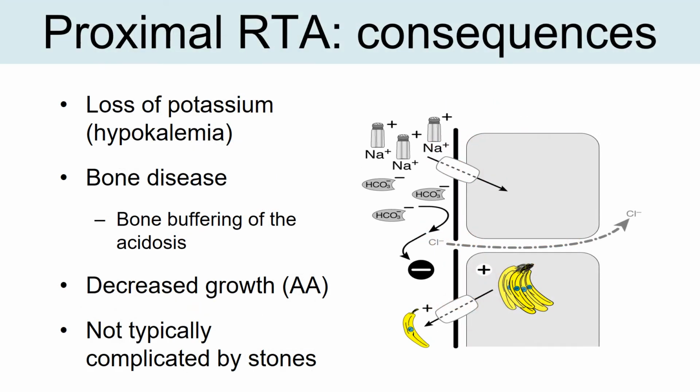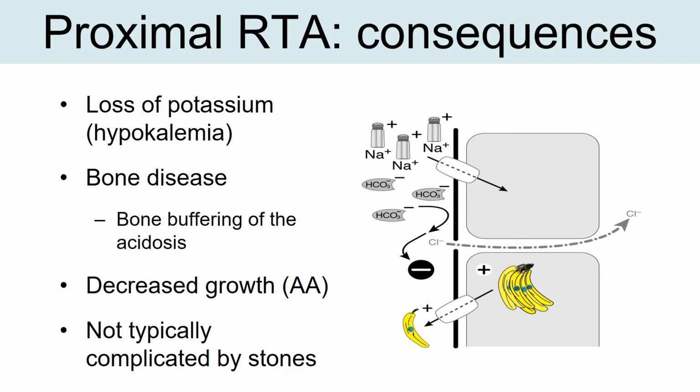The consequences of proximal RTA is predominantly a hypokalemia. Right? The high distal delivery of sodium to the collecting duct causes a net absorption of sodium by the principal cells, and for every sodium molecule that's taken in, a potassium molecule is lost to maintain electroneutrality.